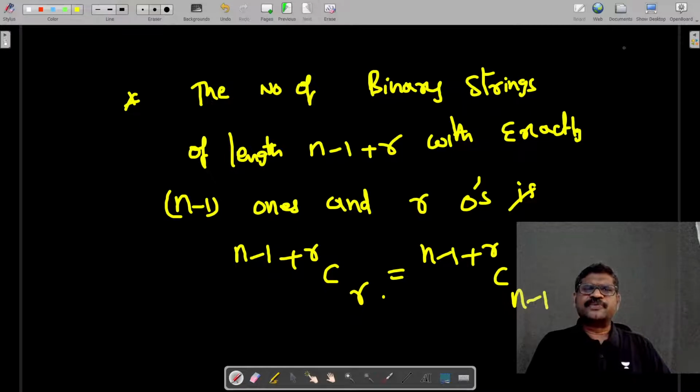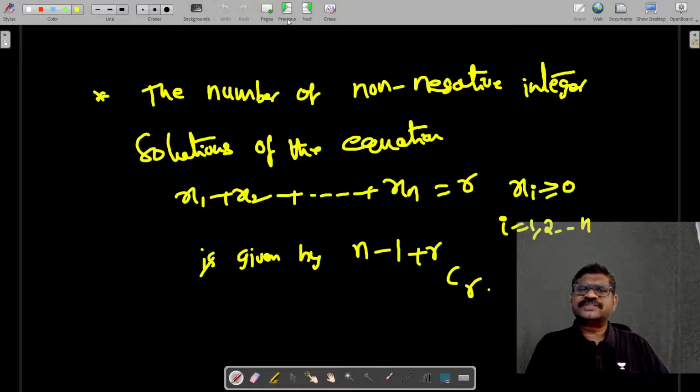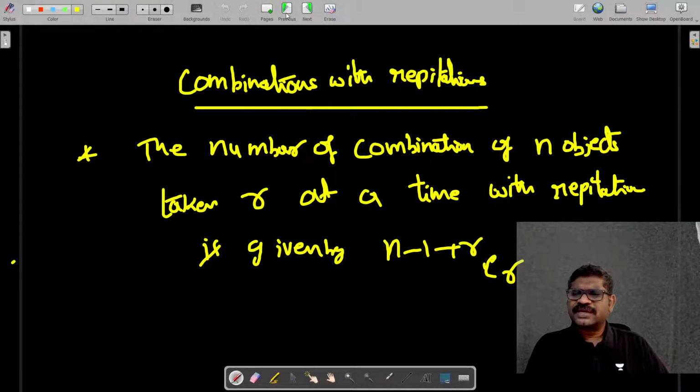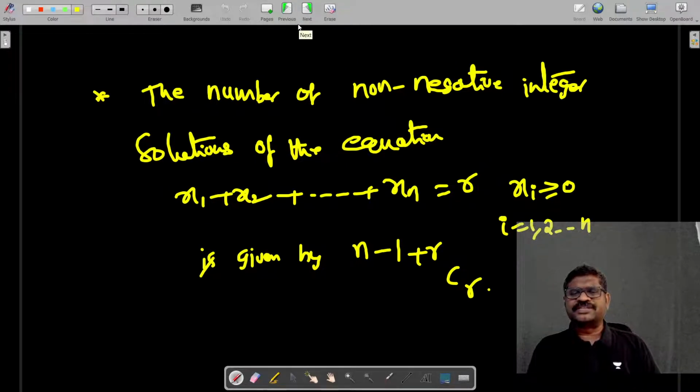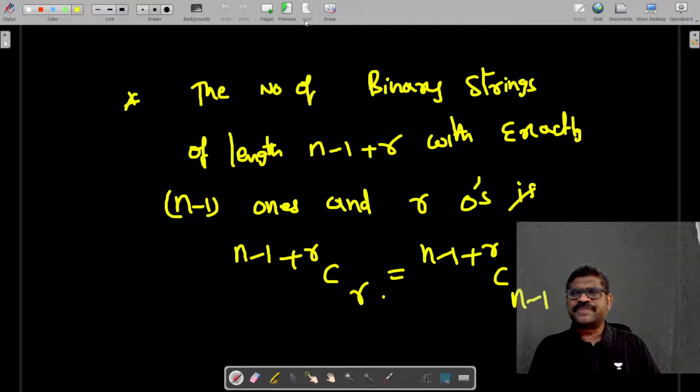Understood? Now, for all these three formulas, the conclusion is the same, n minus 1 plus r C r. The number of combinations of n objects taken r at a time with repetition, or the number of non-negative integer solutions of x1 plus x2 plus and so on xn equal to r, where each xi is greater than or equal to 0, is given by n minus 1 plus r C r. The number of binary strings of length n minus 1 plus r with exactly n minus 1 ones and r zeros is n minus 1 plus r C r.